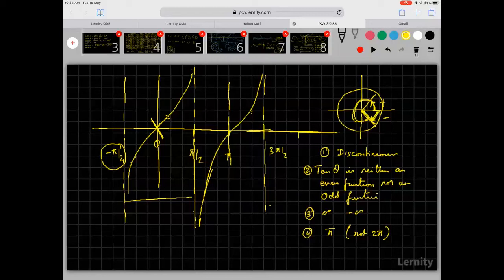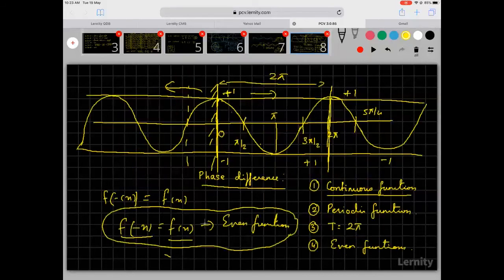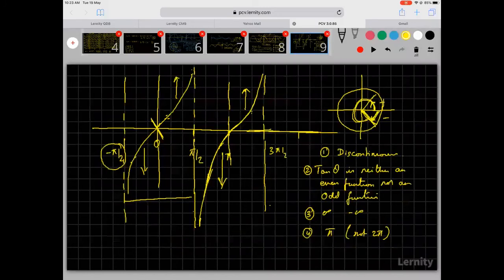Then do you see that here it is concave upwards? Here it is concave upwards. Here it is concave downwards. Here it is concave upwards, concave downwards. We did not do the same thing for sine theta. Here it is concave upwards. Here it is concave downwards. So when we observe, we have to observe all those things also. So later on, I will tell you when something will be concave upwards, when something will be concave downwards. Okay, you make a note of this.